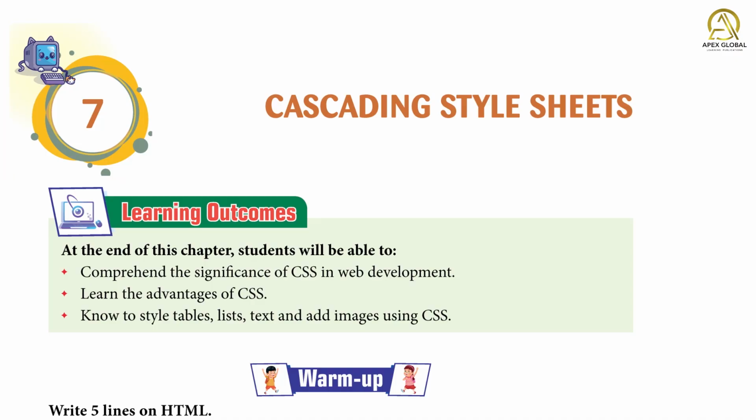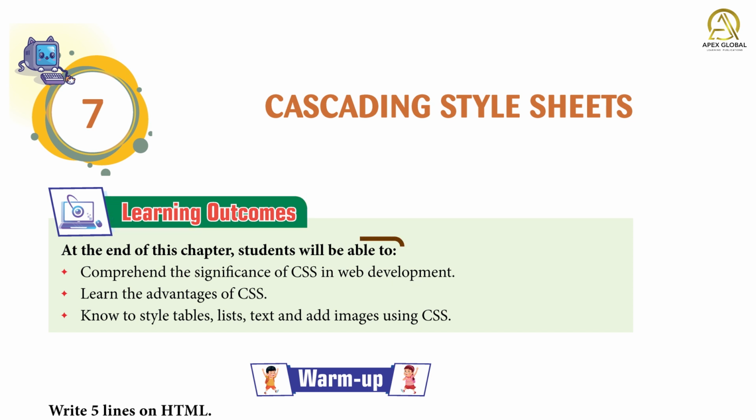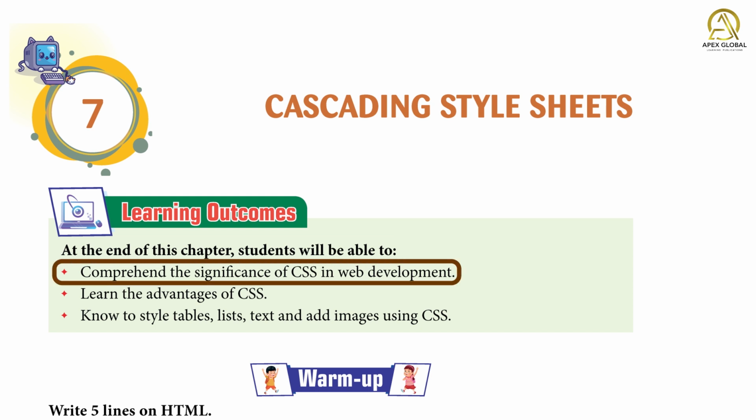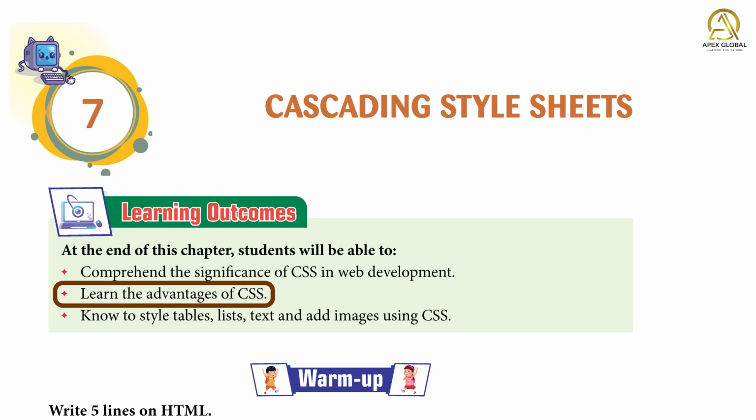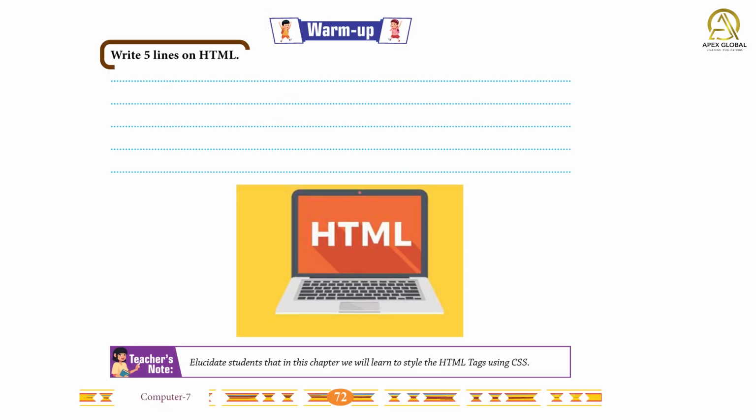Chapter 7 Cascading Style Sheets. Learning Outcomes. At the end of this chapter, students will be able to comprehend the significance of CSS in web development, learn the advantages of CSS, and know how to style tables, lists, text, and add images using CSS. Warm up. Write 5 lines on HTML.